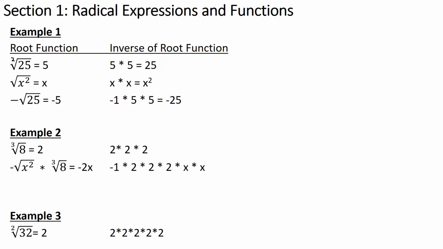Square root of x squared is x, because x times x. Now this one's a little tricky, but not really. This negative is on the outside, the same as a negative 1. So it's negative square root of 25. Square root of 25 is 5, but it's negative on the outside, so it'll be negative 5.